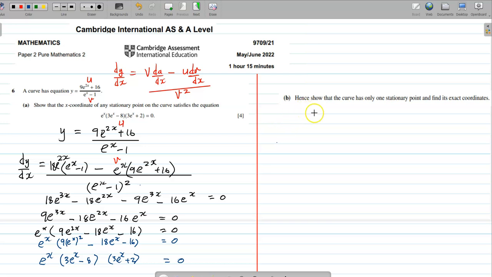Now let's look at part B. It says, hence show that the curve has only one stationary point and find the exact coordinates. So we're going to use the answer from part A here to prove that. So what we had there before was e to the x into 3 e to the x minus 8 into 3 e to the x plus 2, and that equals 0. So what we need to do is to find the solution of x here.